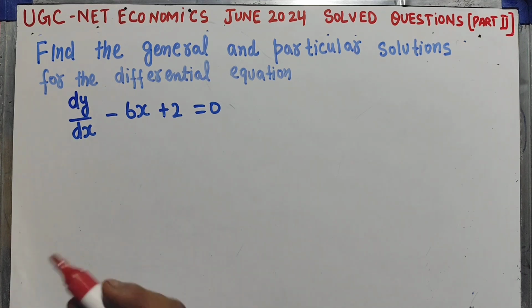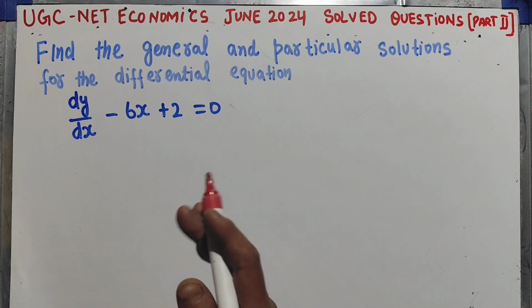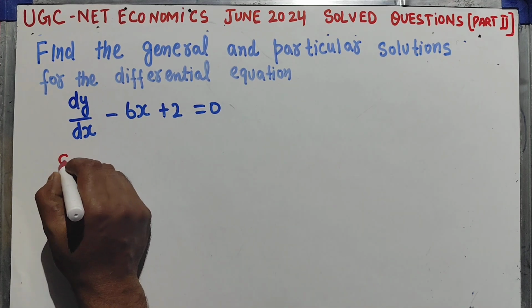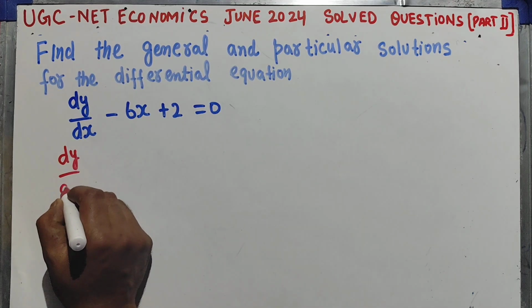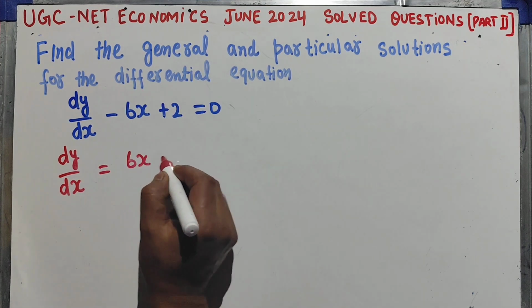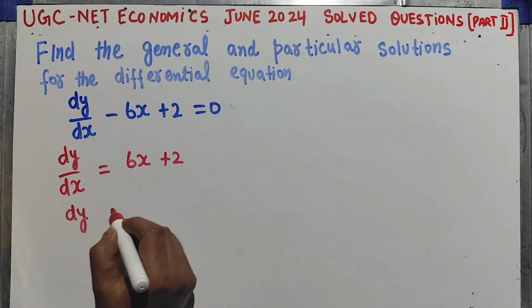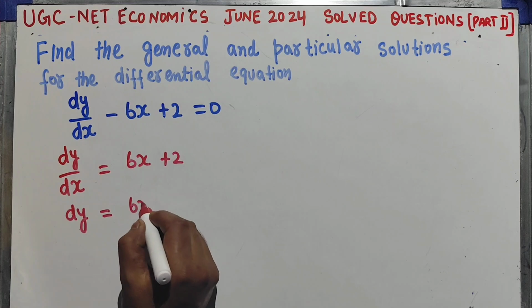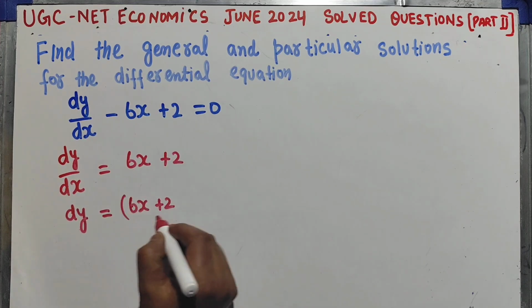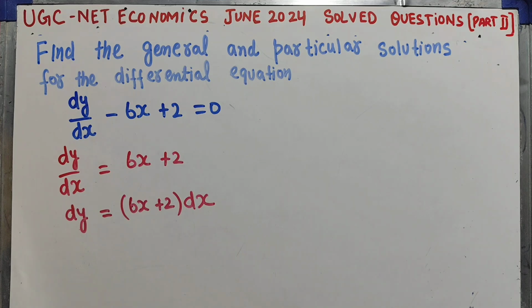So first we apply what we call the separation of variable method. That is, can I write it like this? dy upon dx is equal to, transposing these terms here, 6x plus 2. Then transposing this dx here, we will get dy is equal to (6x plus 2) times dx. So first we separate the variables. Now we integrate both sides.